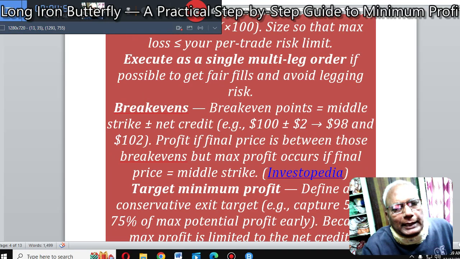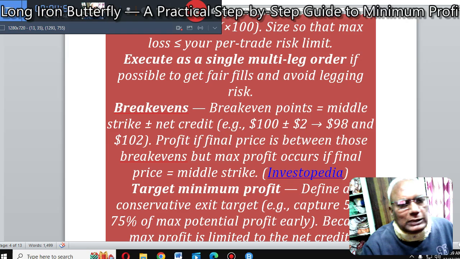Break-even points equal the middle strike price plus or minus the net credit, e.g. $100 plus or minus $2. That's $98 and $102. Profit if the final price is between those break-evens, but maximum profit occurs if the final price equals the middle strike price.